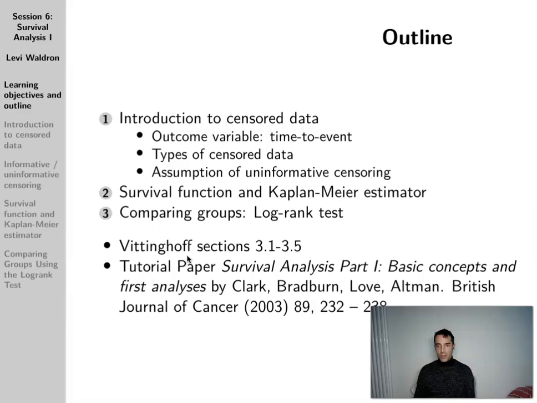And we'll start with the introduction to censored data and types of censored data and this assumption of uninformative censoring. We will talk then about the survival function and Kaplan-Meier estimator of it, and discuss how to compare groups using the log-rank test. And you have a couple of textbook resources. As usual, there is a chapter in your textbook Widdinghoff, but I have also provided a tutorial paper which I like quite a lot called Survival Analysis Part 1, Basic Concepts and First Analyses, which I think is in some ways simpler and more intuitive than the textbook on this topic.